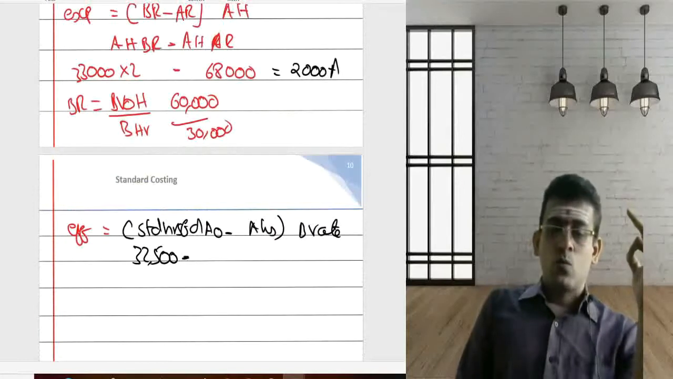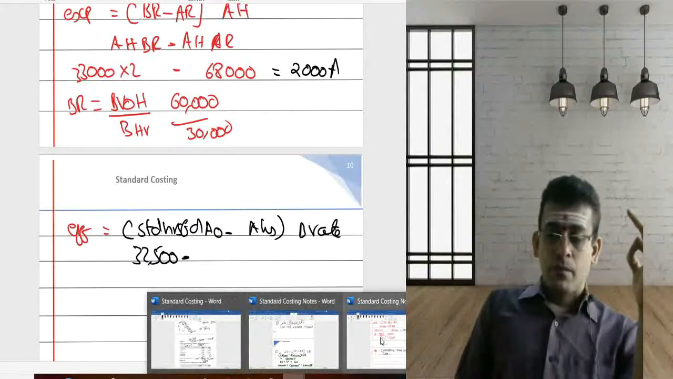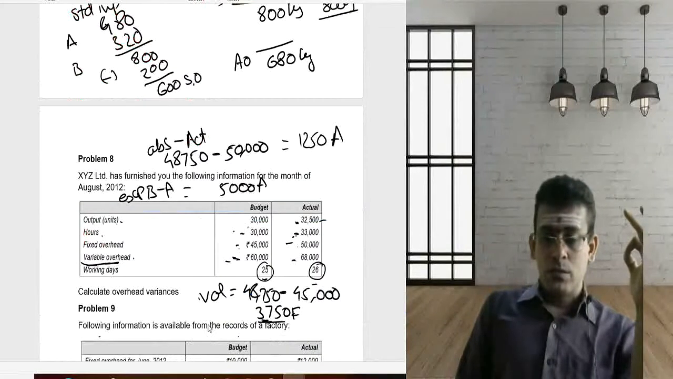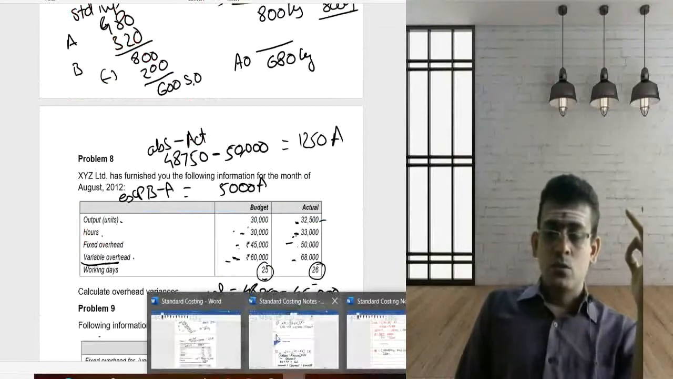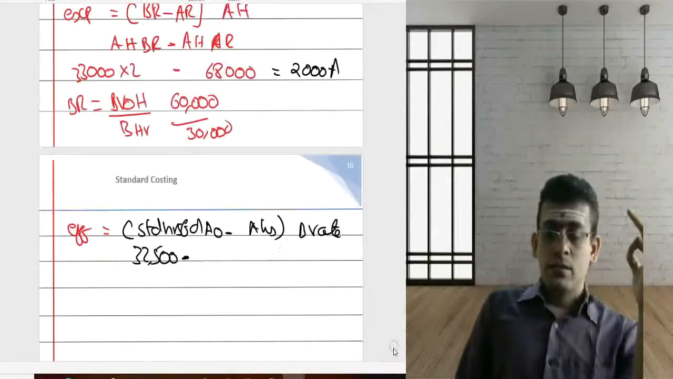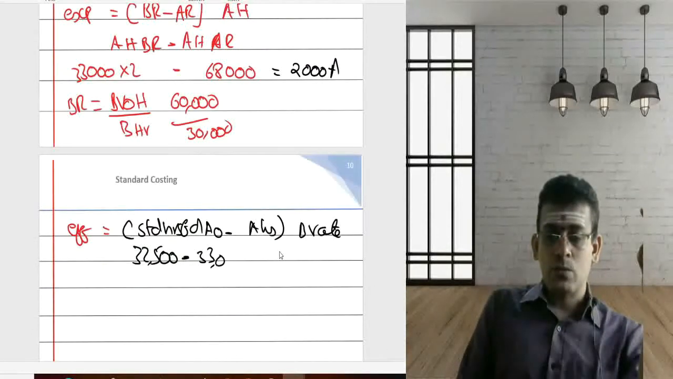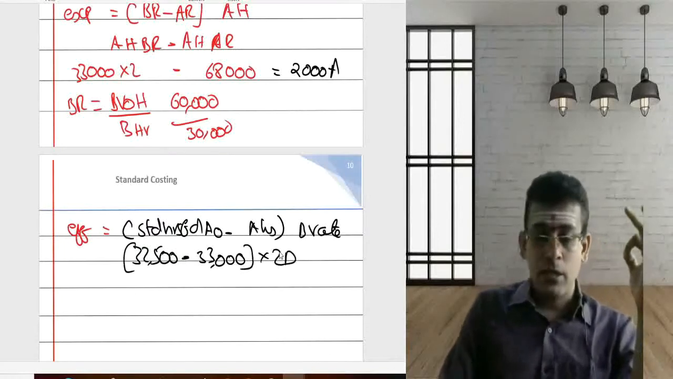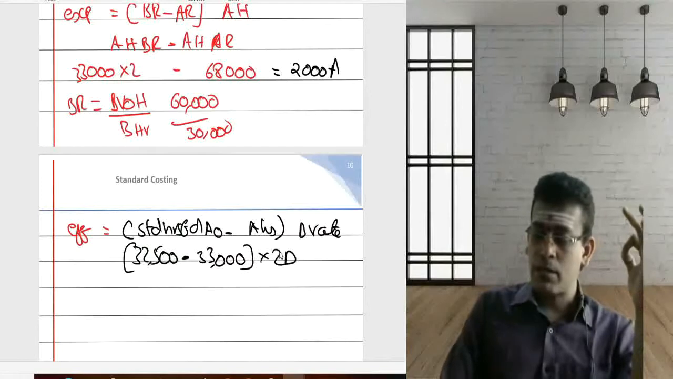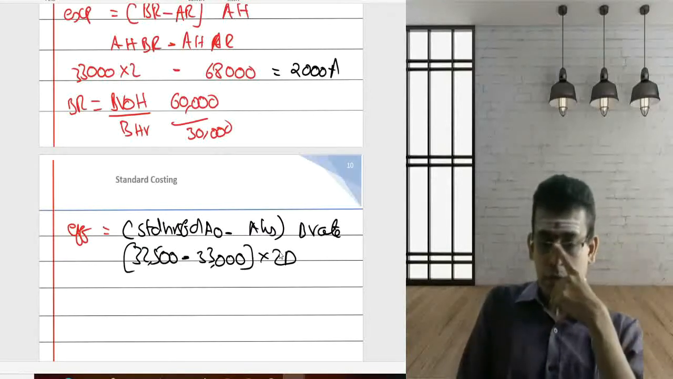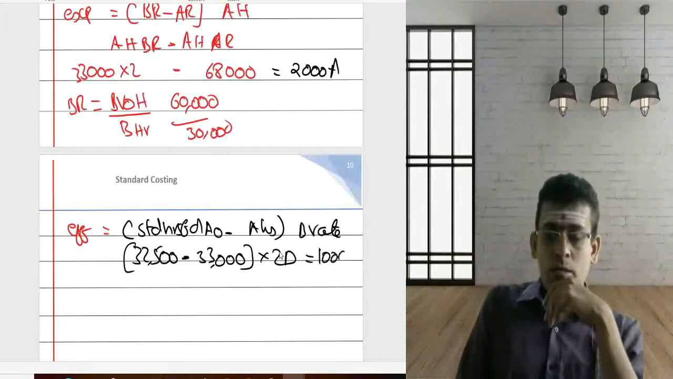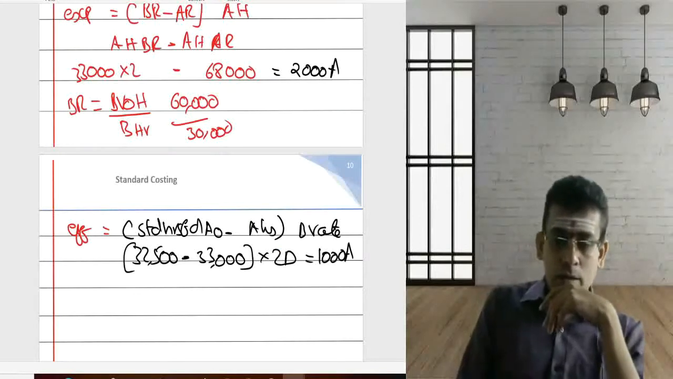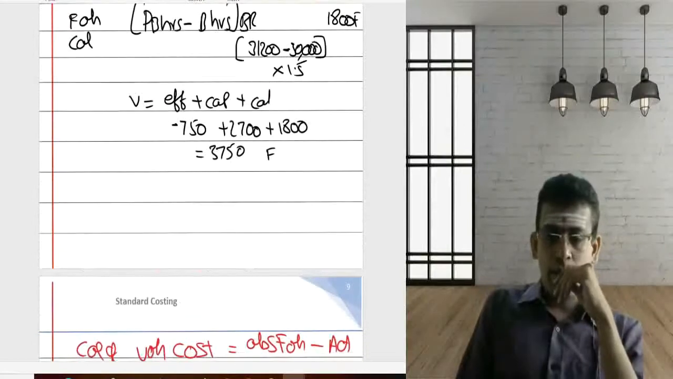32,500. What is your actual hours? Your actual hours was 33,000. So take here as 33,000 minus 33,000, then into your budget rate per hour, 2 rupees per hour. So ultimately, 32,500 minus 33,500 adverse into 2 rupees, that is going to give you 1,000. So here you are getting 1,000 adverse. Okay, 1,000 adverse is the thing which you are getting.